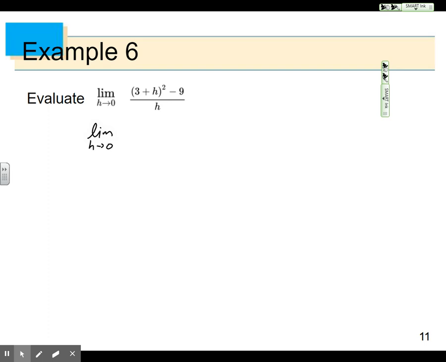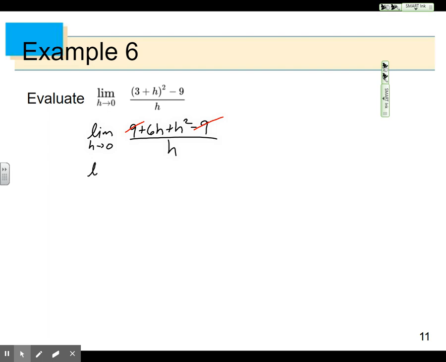So I'm going to use binomial expansion on this. Binomial expansion says square the first term, multiply the 3 and the h together and double it, and then square the last term. I still have a rational function. I still have a function that I cannot plug 0 into. But look, it's going to simplify a little bit.